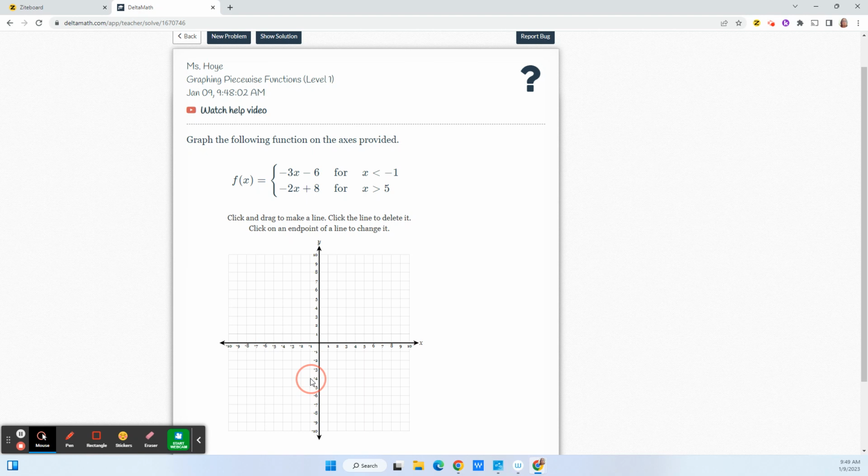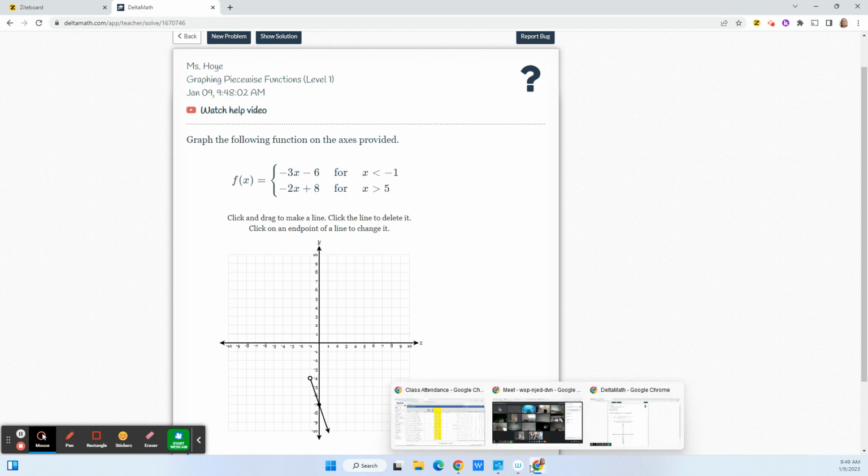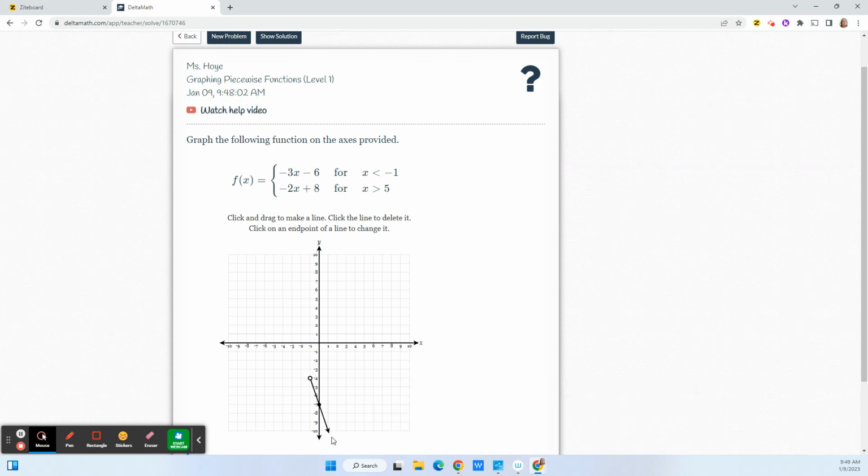The slope on this is -3, so it's going to go down 1, 2, 3, and over 1. That's how you have to do it. Okay, I was trying to figure that out. And then I just click on it to open the dot. If I double click on it, I get an arrow showing that it's going that way forever.